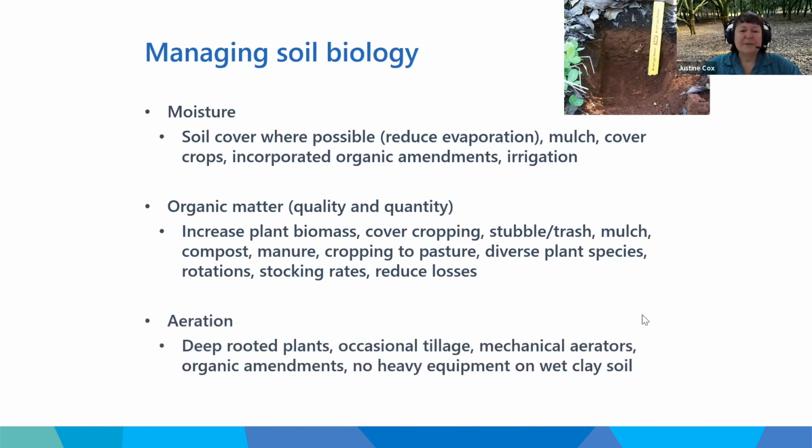Aeration. It's really tricky and really hard to get air into soil once it's compacted and closed up with little pores. So we've got a few options. Deep-rooted plants have been used to try and get air into a compact soil, and that's really hard because if it's compacted, it's really tricky to get roots down there. So there's some research trying to find some effective deep-rooted plants that will grow.